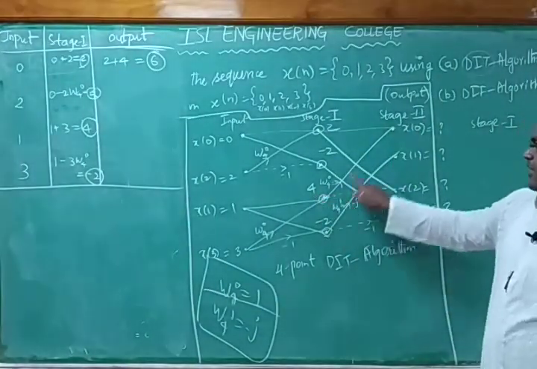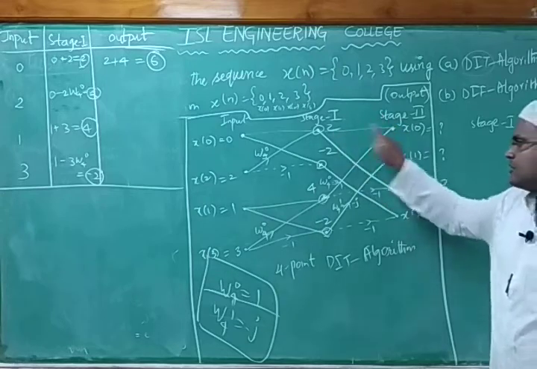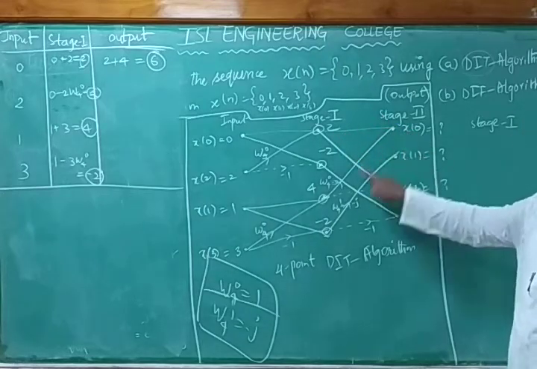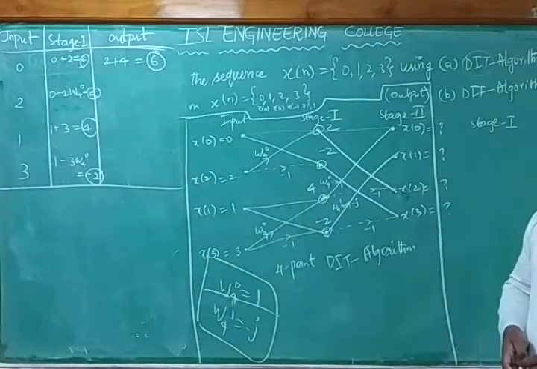Only 4 is here. That line is coming from this end and 2 is coming from that end. So this becomes 2 plus 4. That's what it becomes: 6.